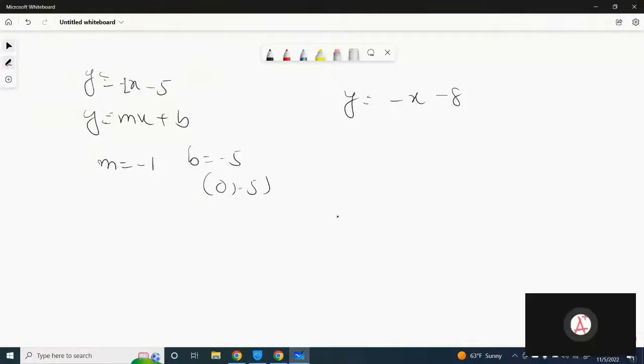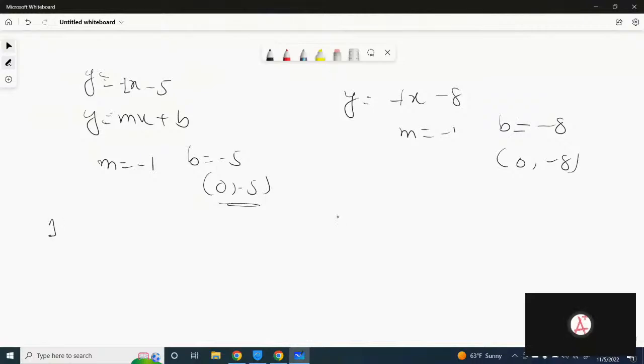Got it? And for this equation, the slope is exactly the same. You have negative 1, and the y-intercept b is negative 8, so x is 0 and y is negative 8. So you have to use this point, and then you have to look at the slope. You have to move 1 down because it is negative 1.